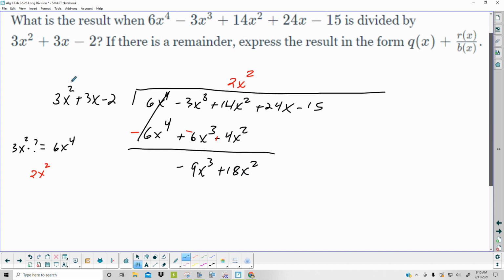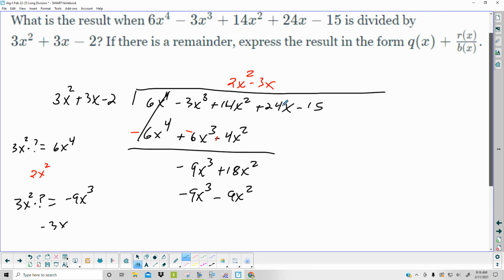And you re-ask that same question. 3x squared times what will give you this first thing? Minus 9x cubed. Well, that's going to be minus 3x. So you come up here, minus 3x times all of this. So you'd get minus 3x times 3x squared is minus 9x cubed. Minus 3x times 3x is minus 9x squared. Minus 3x times minus 2.